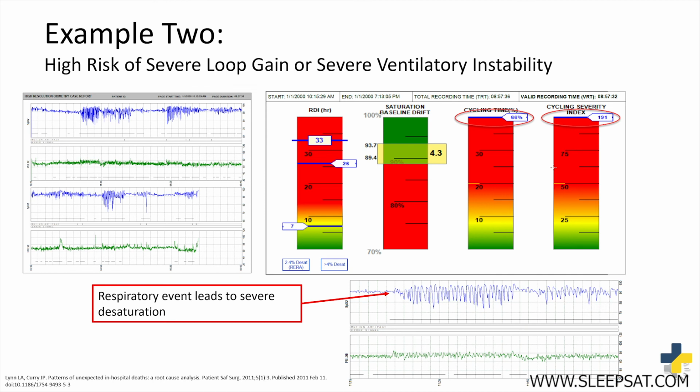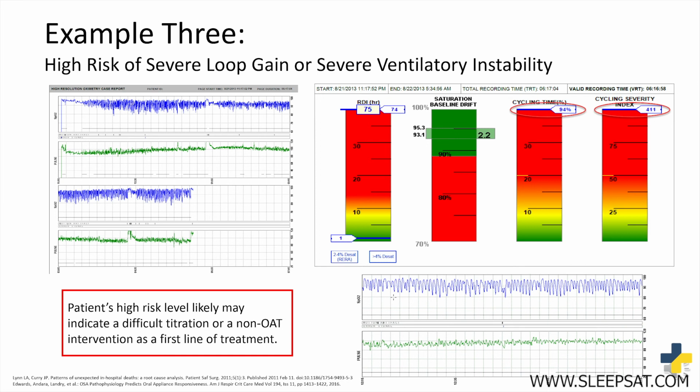Our second example shows the same high risk of severe ventilatory instability. Here, an abnormal RDI is combined with a high cycling time of 66% and a high cycling severity of 191. In the fully graphed out night, we can see the respiratory event that leads to the severe desaturation causing the cycling pattern.